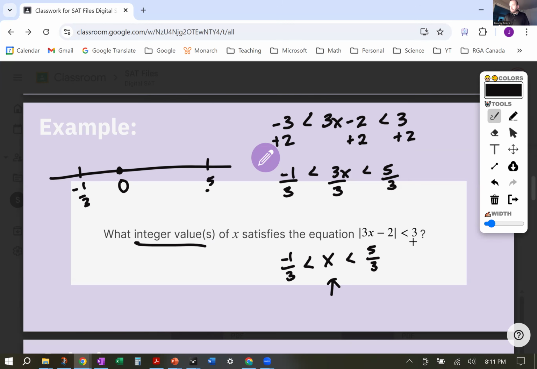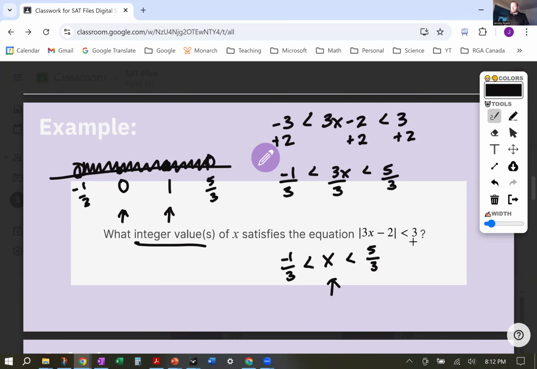That's our ending amount. So if we actually graph this, we would graph it like 2 open circles, and we would shade what's in between them. 5/3 is not quite 2. It's 1 2/3, but 1 is between it. So here, the only integers that we can choose from are 0 and 1. Those are in our answer set for this.